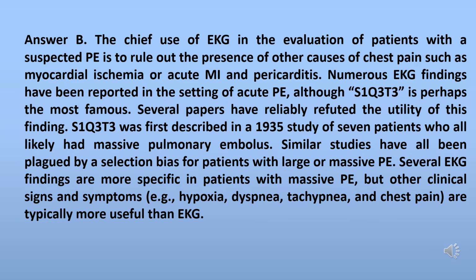Numerous EKG findings have been reported in the setting of acute PE, although S1Q3T3 is perhaps the most famous. Several papers have reliably refuted the utility of this finding. S1Q3T3 was first described in a 1935 study of 7 patients who all likely had massive pulmonary embolus. Similar studies have all been plagued by a selection bias for patients with large or massive PE.